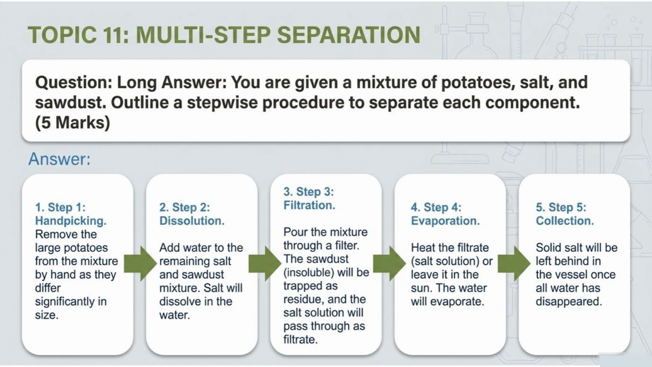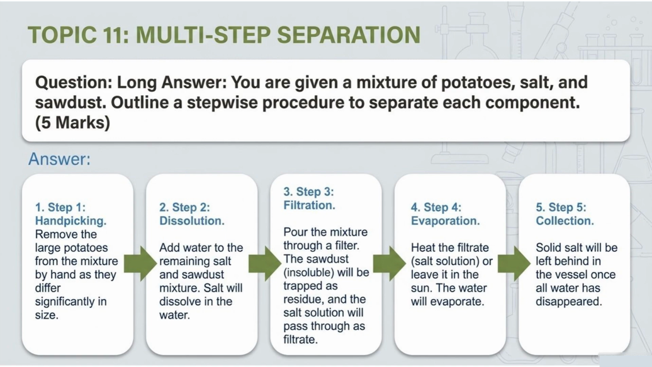Alright, now let us come to topic 11, multi-step separation. Question. Long answer. You are given a mixture of potatoes, salt and sawdust. Outline a stepwise procedure to separate each component. 5 marks. Answer. Step 1. Hand picking. Remove the large potatoes from the mixture by hand as they differ significantly in size. Step 2. Dissolution. Add water to the remaining salt and sawdust mixture. Salt will dissolve in the water.